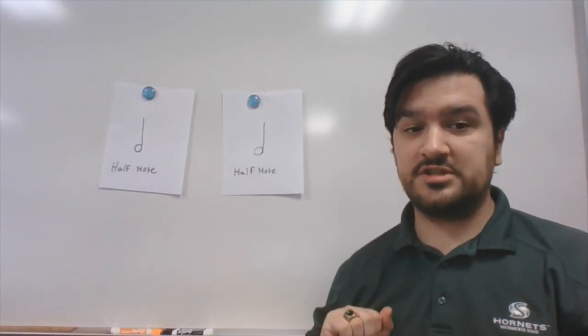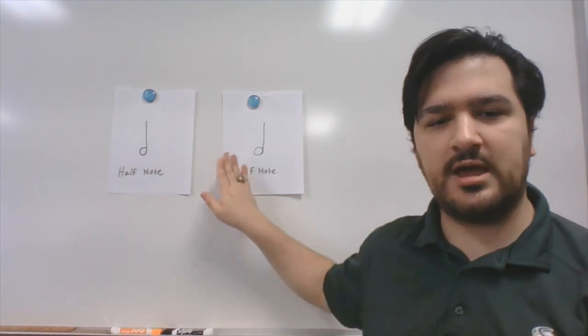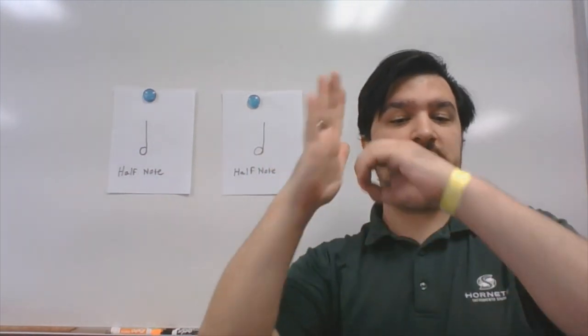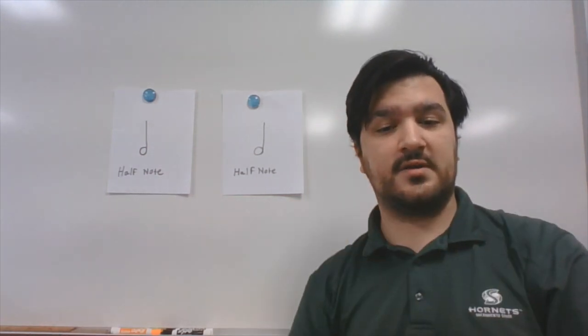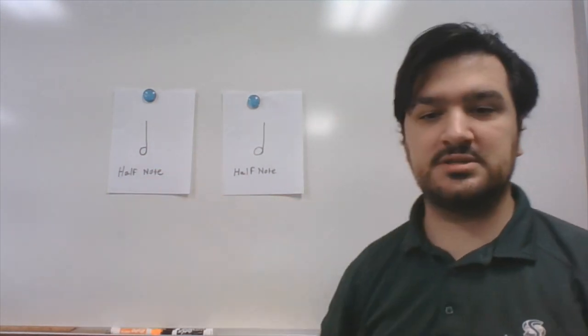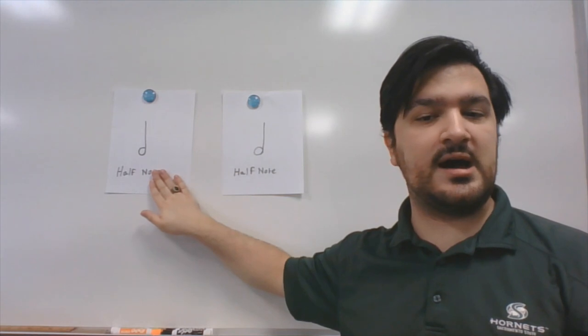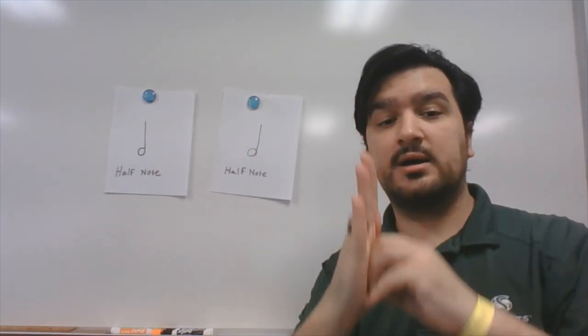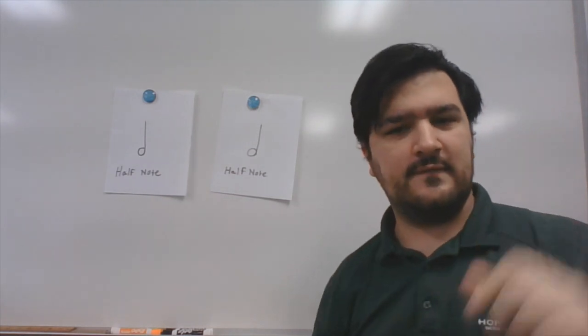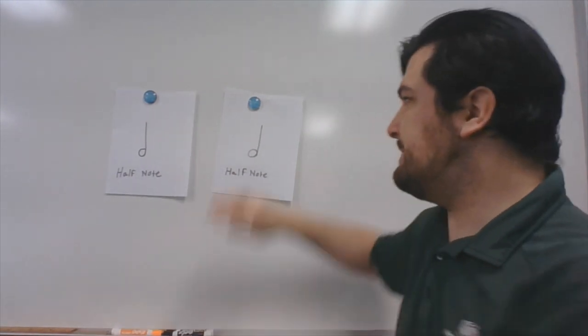All right, so we've changed it up. Now we have two half notes, remember? For our hands, we go like this with an open hand, and we go ta for each half note. So with just these two, it should be ta, ta. Now it's your turn. Very good. Now let's mix it up.